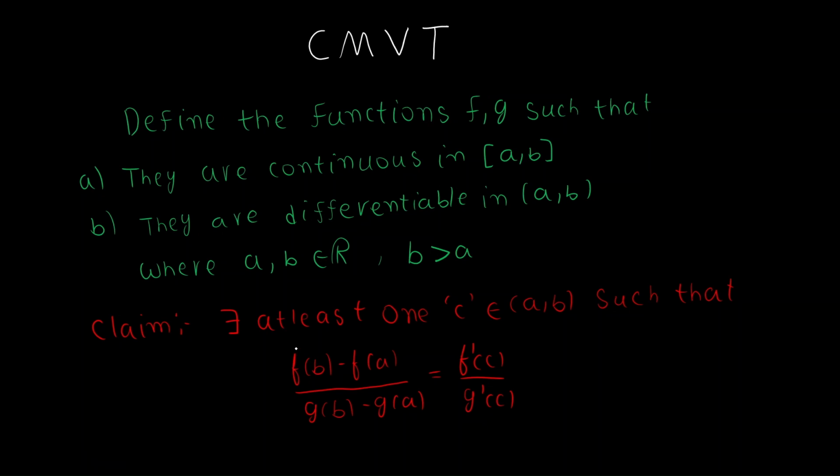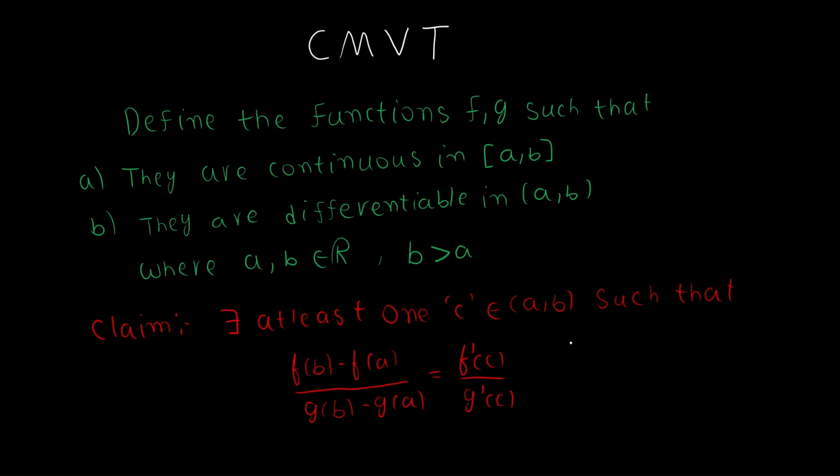Here our claim is that there exists at least one c belonging to (a, b) such that (f(b) minus f(a)) by (g(b) minus g(a)) is equal to f'(c) by g'(c). This looks very familiar to Lagrange's mean value theorem. Some people also think that let's apply Lagrange's mean value theorem separately on the function f and then separately on function g, and then we divide both the LMVTs to get this, which is absolutely wrong.